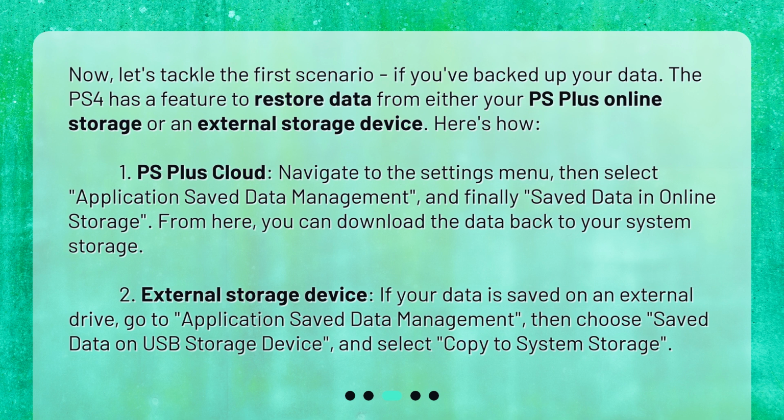Navigate to the Settings menu, then select Application Saved Data Management, and finally, Save Data in Online Storage. From here, you can download the data back to your system storage. 2. External storage device. If your data is saved on an external drive, go to Application Saved Data Management, then choose Save Data on USB storage device and select Copy to System Storage.